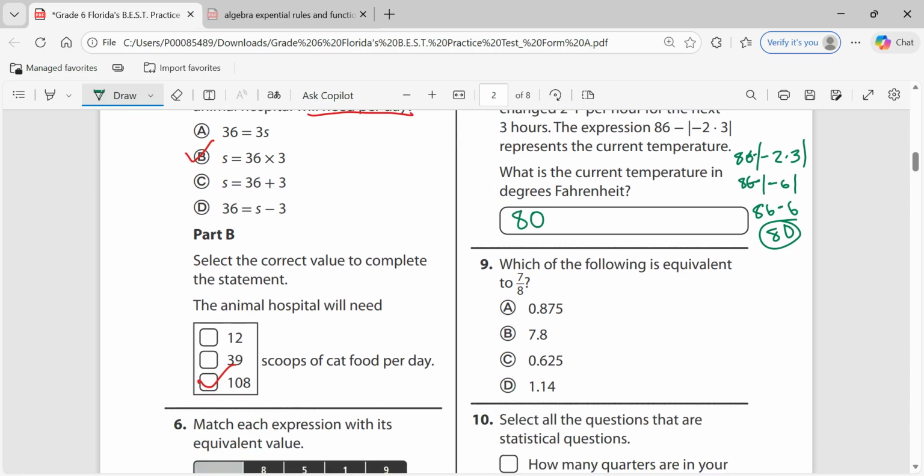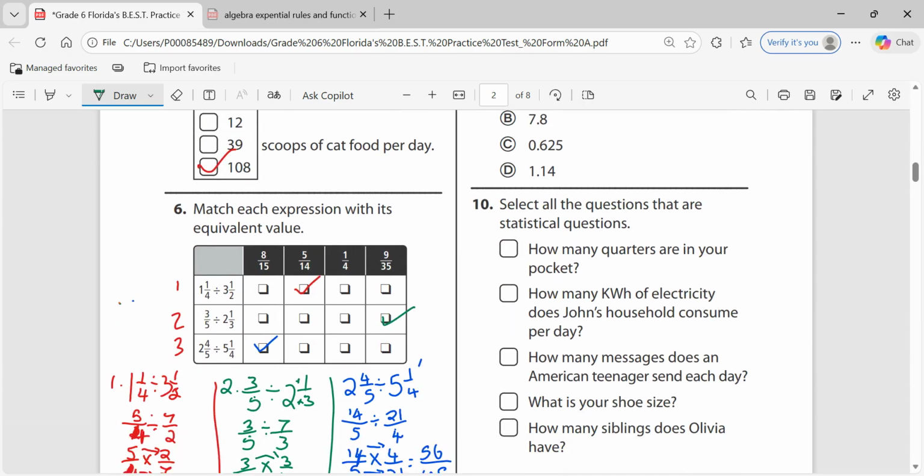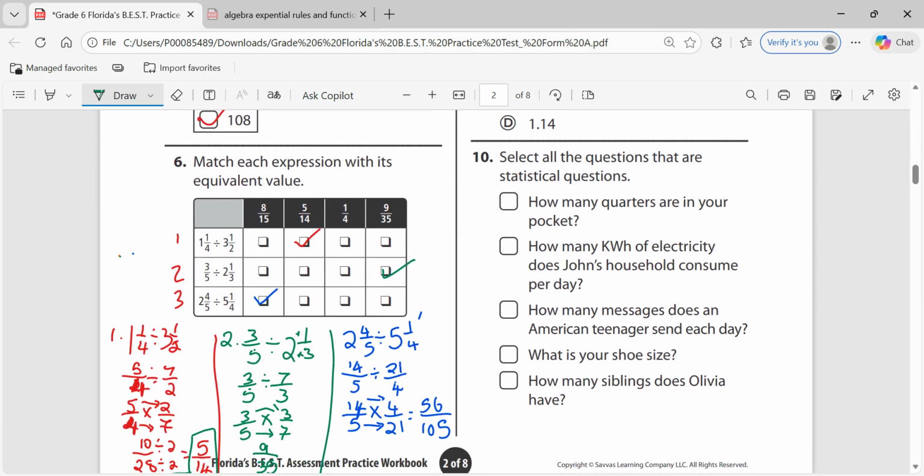All right, now number 9, which of the following is equivalent? We've got to get this question because it's just calculator. 7 divided by 8. You put it in the calculator, and 7 divided by 8 is 0.875. We've got it. Number 10 is talking about statistical questions.